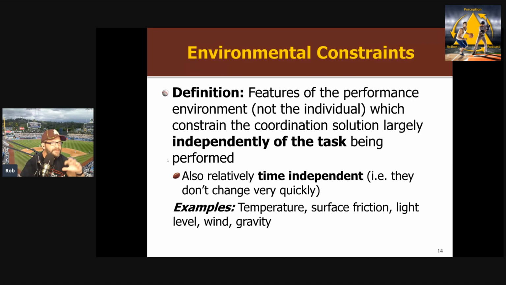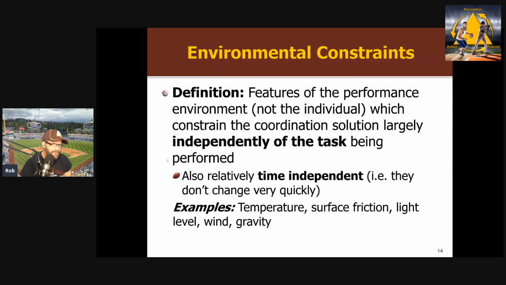So it's not the individual, it's something outside of the individual, which constrains the coordination solution largely independently of the task being performed. I'll get to what I mean by that in a second. Another way to think of it, it's going to apply to almost any skill you try to do. Another key feature of environmental constraints is they're relatively time independent. By that, I mean they change very slowly on the time scale of sports, where things happen in milliseconds and seconds. Environmental constraints change over minutes, hours, weeks sometimes.